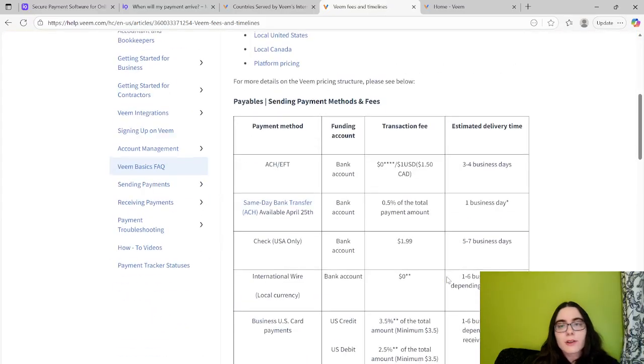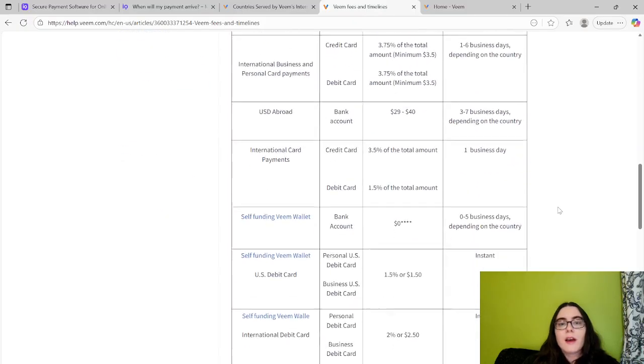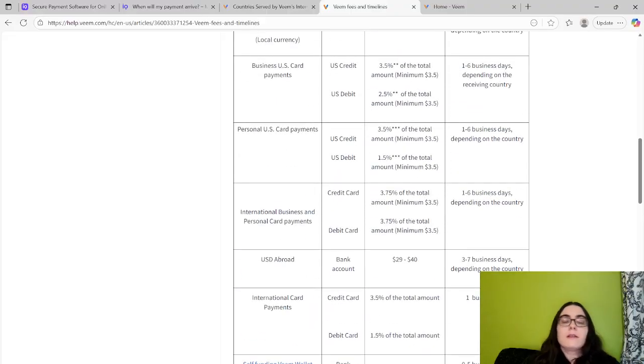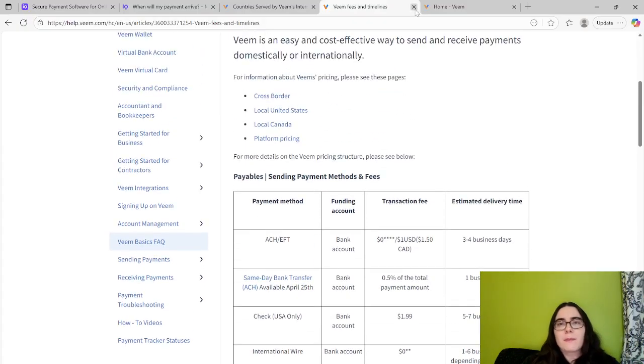Now we're going to look at the timelines. Similar to Melio, it is going to depend on which method you use. If you use the Veem wallet, there are some pretty instant delivery timelines, which is good to know. So they do have fast payment options. And then, like Melio, some of the options are going to take longer. It just depends on what you're using, so keep that in mind.